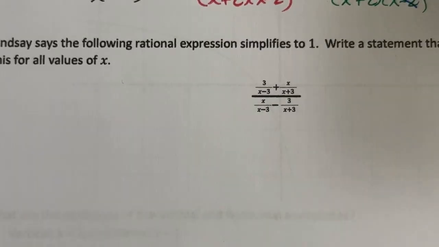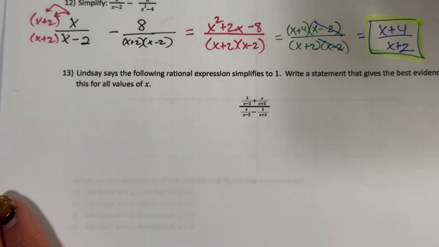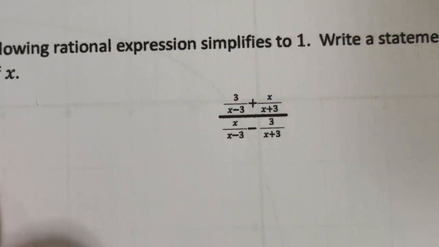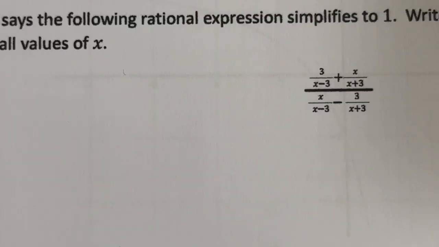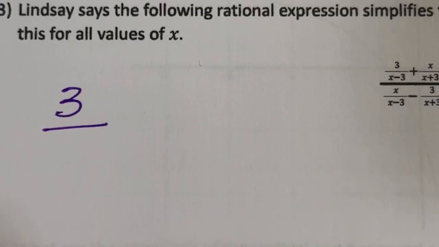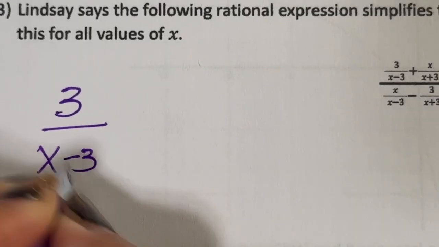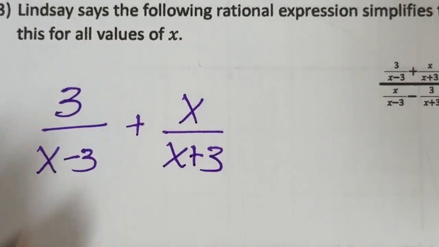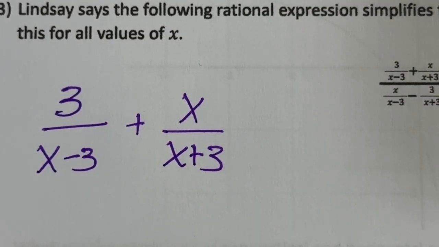Number 13, Lindsay says, the following rational expression simplifies to 1. Write a statement that gives the best evidence of this for all values of x. So we need to basically show that it's going to simplify to 1. Well, let's see. That's really small, so I'm going to write this a lot bigger. So we've got 3 over x minus 3 plus x over x plus 3. That's our numerator, so I'm just going to focus on that for right now.